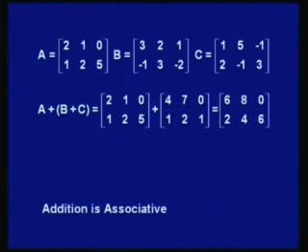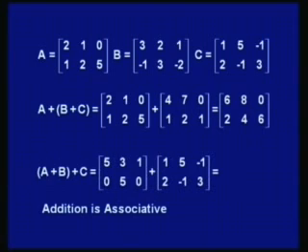Then I add A and B first and then add C into it. If I add A and B first, the result is 2 plus 3 is 5, 1 plus 2 is 3, 0 plus 1 is 1, 1 plus minus 1 is 0, 2 plus 3 is 5, 5 minus 2 is 3. In this I add the C matrix and the result is this, which is the same as the earlier matrix. So addition is associative.